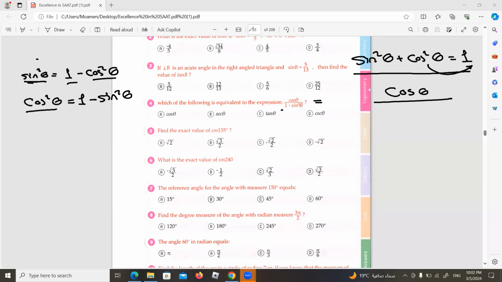1 minus cosine squared, what is it? Yes, excellent. It's equal to cosine squared theta. Okay. I divide cosine by cosine equals 1, and divide by cosine, I remove the power. So it's equal to 1 over cosine. 1 over cosine is the reciprocal of cosine, which is secant. So the result will be sec. You understand? It's very easy if we know the rule.